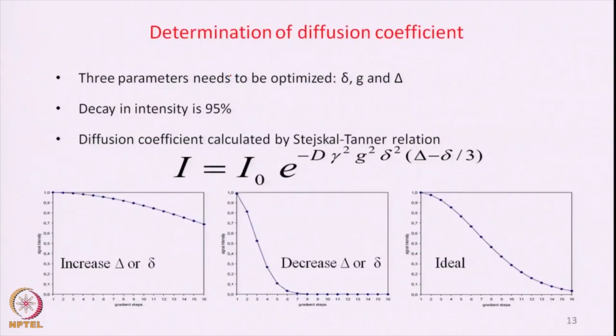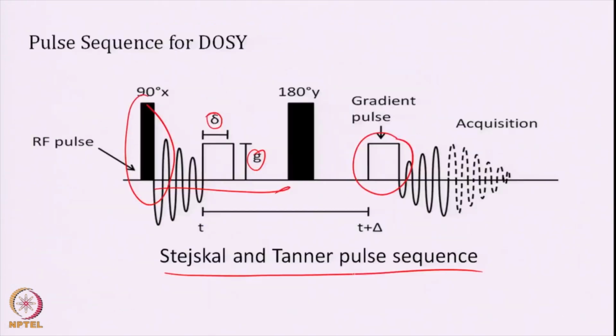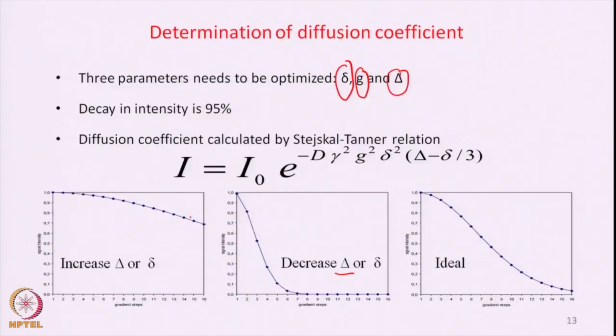Now, two things to be understood here. We are applying a gradient. The gradient has a duration and a strength, and then there is a time. If I go here, this is the delta time. So three things need to be considered: the strength of the gradient, the time, and the delta. So, big delta, small delta, and strength G, three parameters have to be taken care of when we apply the gradient.